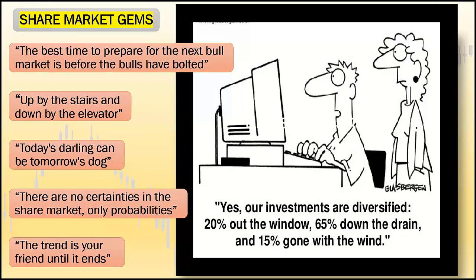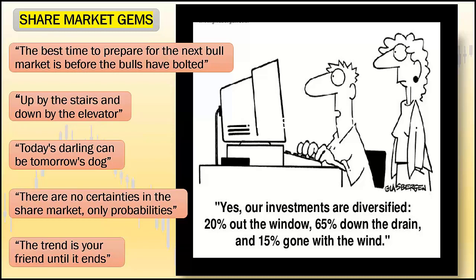Just a few little share market gems. I'm sure this is one that Robert uses: the best time to prepare for the next bull market is before the bulls have bolted. And we've all heard of up the stairs and down by the elevators. I like this one today: today's darling could be tomorrow's dog. And I think this one is very pertinent: there are no certainties in the share market, only probabilities, and that's what we're really looking at. And the trend is your friend until it ends.